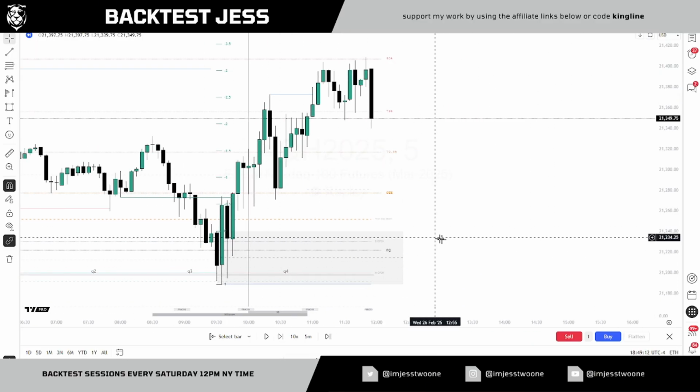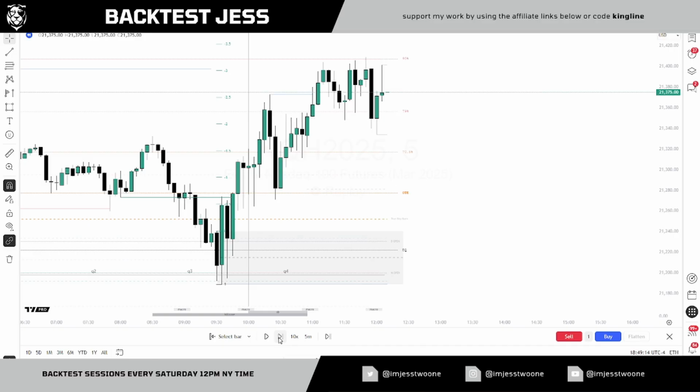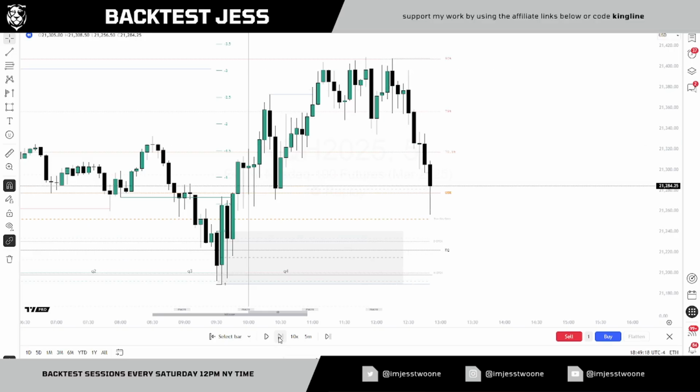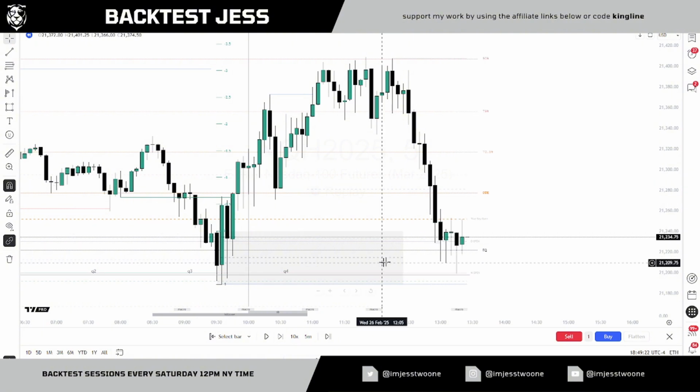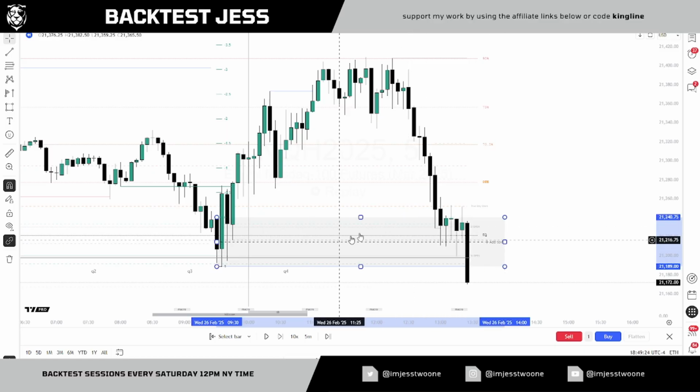So this is the Q3 that's holding so far. Consolidation through lunch. Comes right back. Flips the zone.